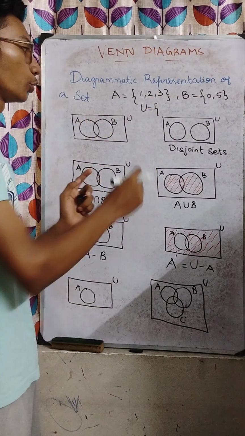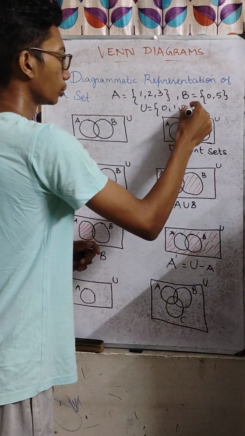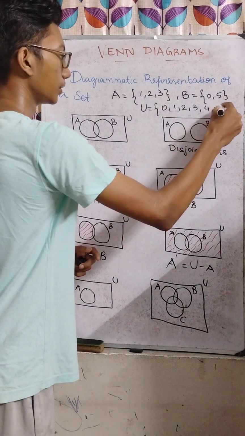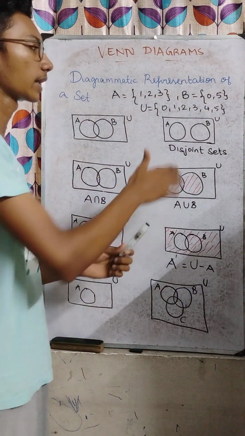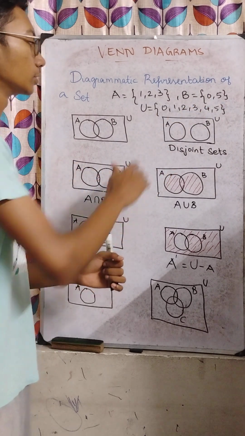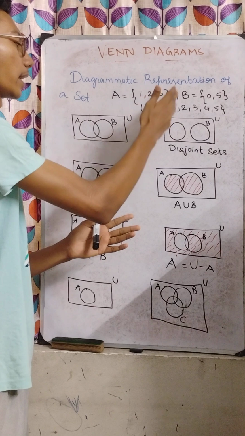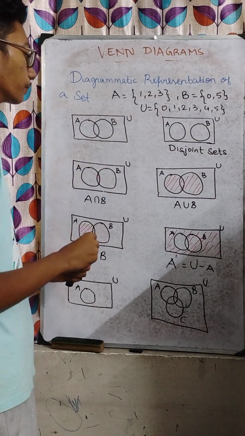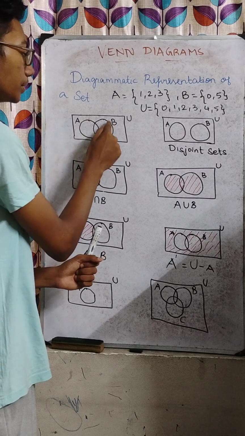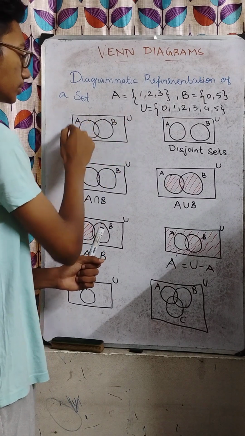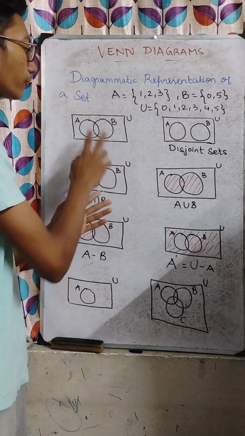One important thing about U is that U must contain the elements of both A and B. So we can have 1, 2, 3, 4, 5. This can be U because it contains all the elements of A and B. We don't need to care if it contains any more elements than A and B. U is the universal set, so it must contain the numbers in both A and B because those are the sets inside this U. So now A is this circle right here, B is this circle right here, and U is this box right here. So this is the basic representation of a Venn diagram of two sets.